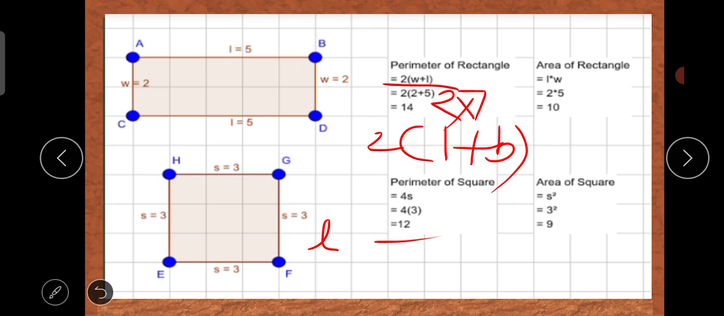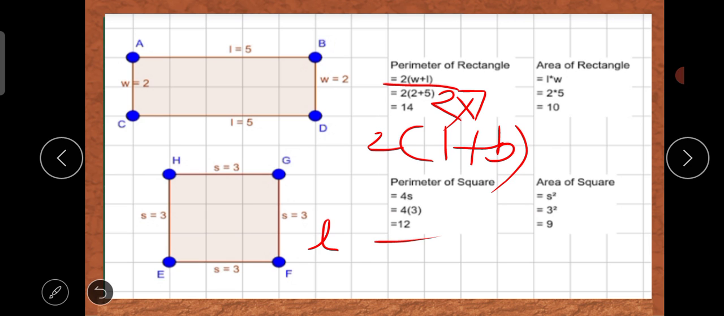Next, the area of a rectangle. When we are finding the area, we multiply the length and breadth, or the length and width. What is the length given here? 5 is multiplied by 2, and we get 10. So that is the area.